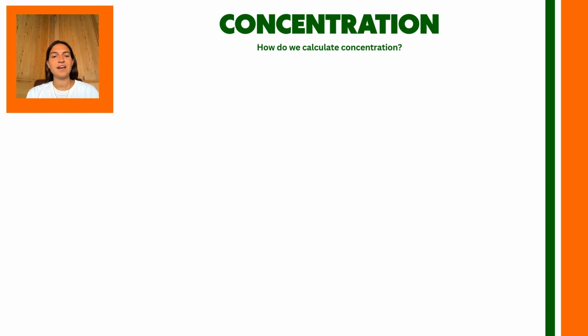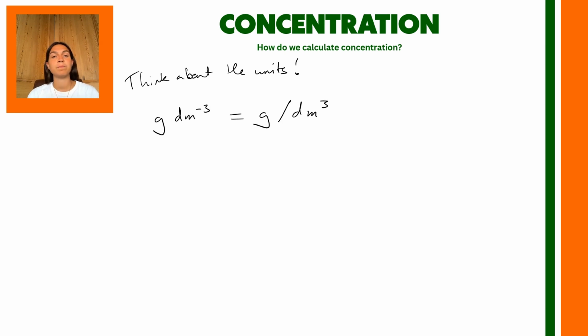Or if you're ready, let's dive straight in. Okay, so how do we actually calculate concentration? The easiest way to do this, I think, is to think about the units of concentration, and that is grams per decimeter cubed. Either you can write that as g dm to the -3 or g/dm³. Both of those are identical. And when we say per, we literally mean grams divided by decimeter cubed. So that gives you a clue as to what you have to do.